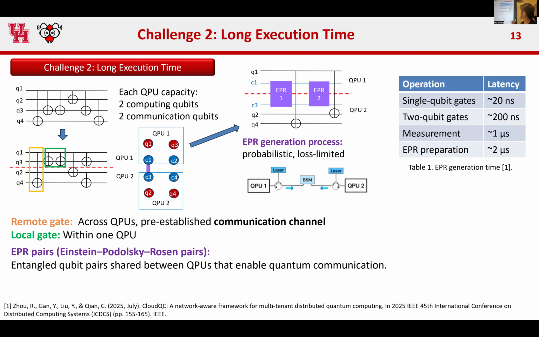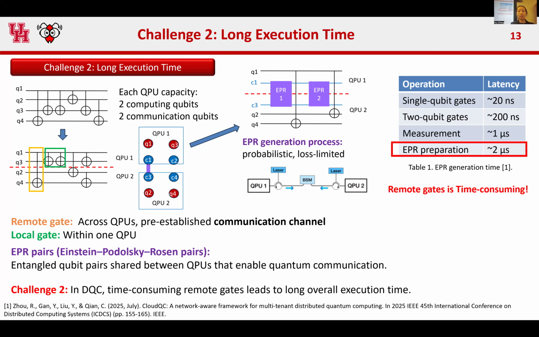Also, we can see in Table 1 that EPR pair preparation latency is far more than that of single-qubit and 2-qubit gates. It takes about 2 microseconds. That means remote gates are really time consuming, because one remote gate needs one EPR pair. So here is challenge 2: if we have several remote gates in one distributed quantum computing process, it will lead to a very long overall execution time. So we also want to solve this problem.